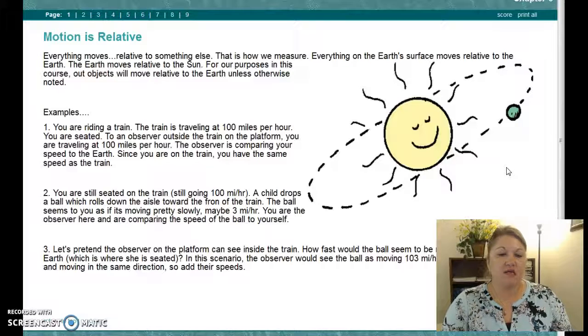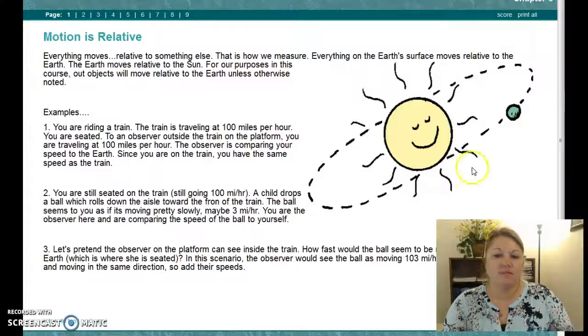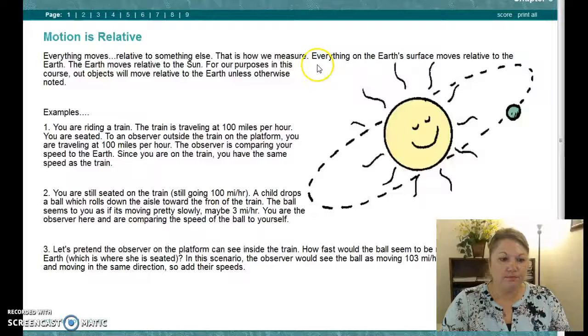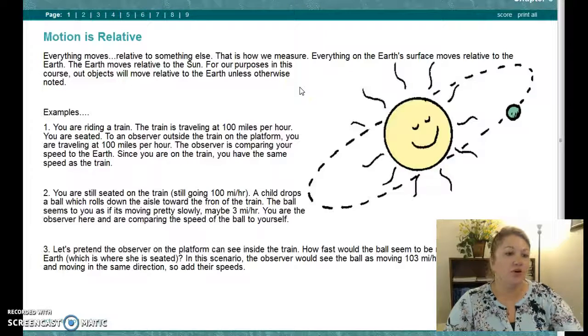Linear motion just means one dimension, one direction, moving in a straight line. First thing we're going to talk about is relative motion, just meaning motion is relative to one thing or another, right? You're riding down the road, your motion in your car is relative to the motion of the car next to you. So I got you some examples right here, so you can get a good understanding of that.